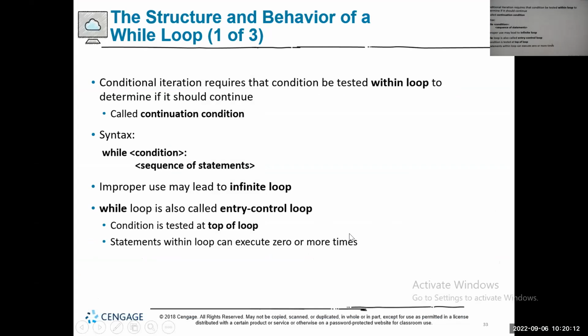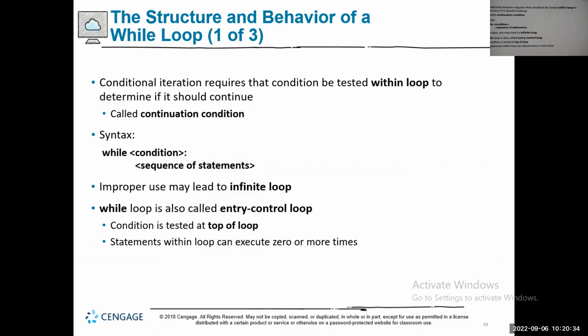Okay, so basically in Python, iteration requires the condition to be tested within the loop to determine if it should continue. That is called the continuation condition. And the syntax here, you have the while, and you only have the condition to check. If it is true, do the sequence of statements. If not, you exit the loop here.